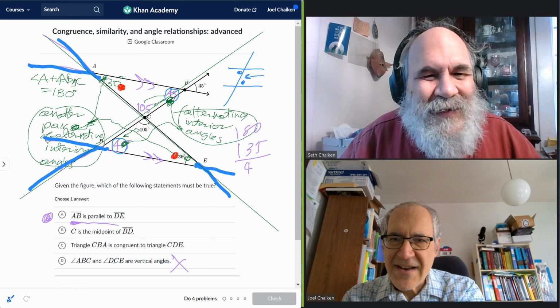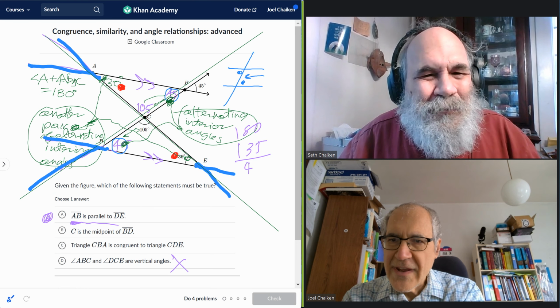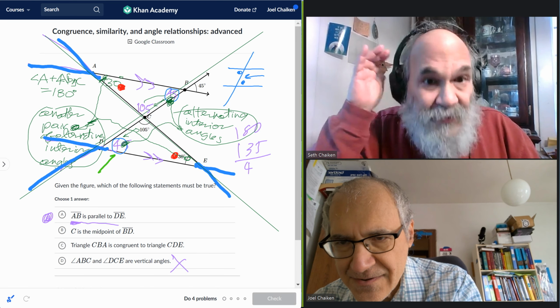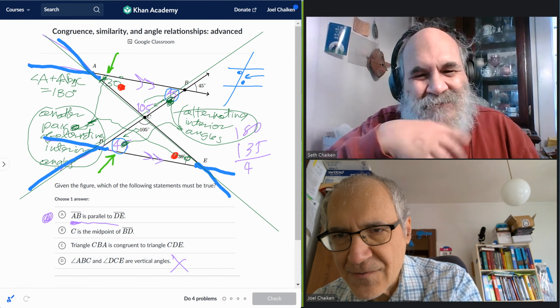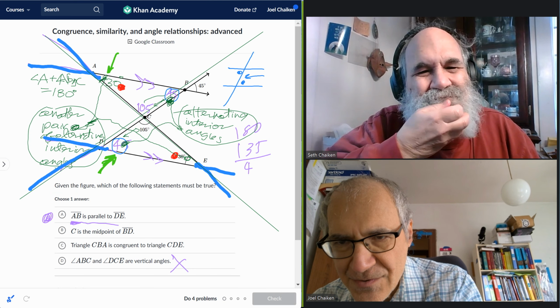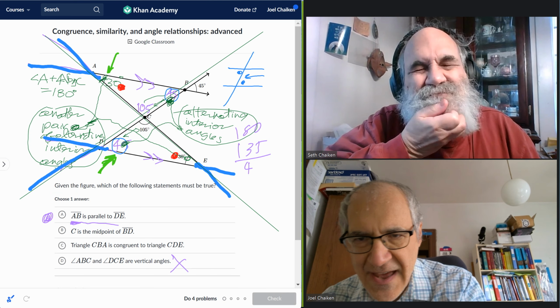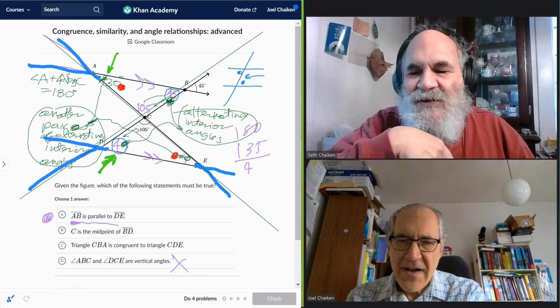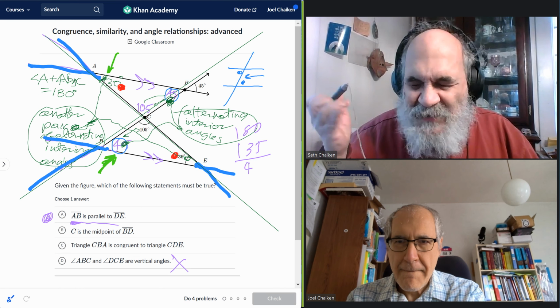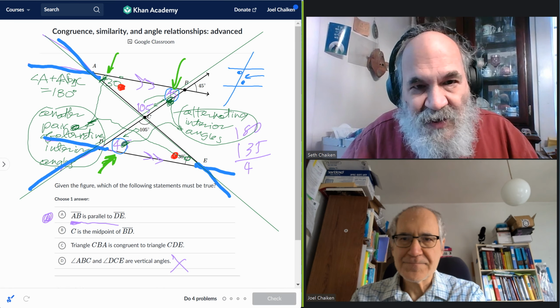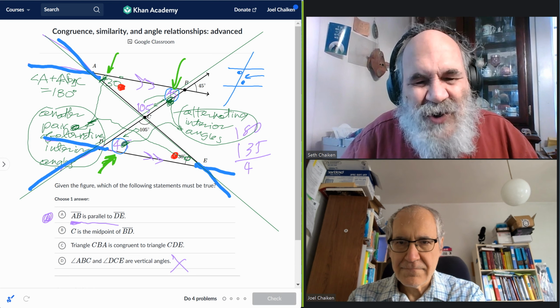Notice that in order to do this problem, we had to get this angle or this angle, one or the other. So we had to use the fact that the sum of the angles in a triangle is 180. A way to think about this is, let me draw a diagram.